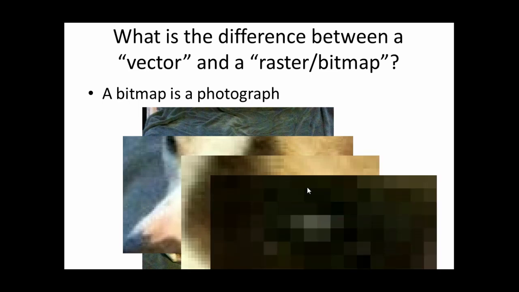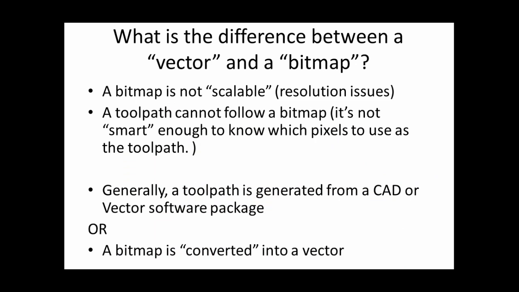So a bitmap is not scalable. Once again, that was just me scaling the image up over and over again. It eventually will become very blurry. And once again, the software is not smart enough to know which pixels to use as a toolpath. And just remember, that's exactly what we're going for. We're creating a digital shape, and we want a machine to cut that shape out. So we need to create a toolpath.